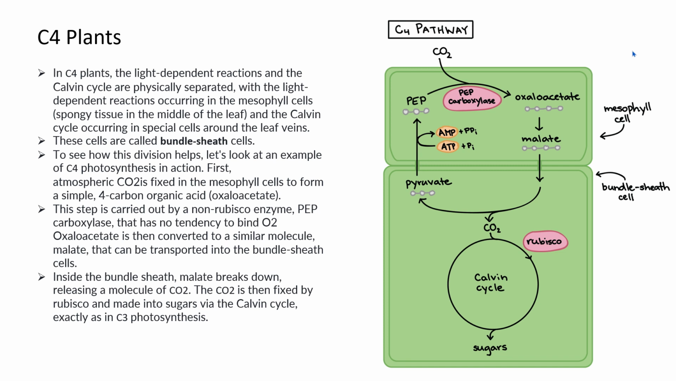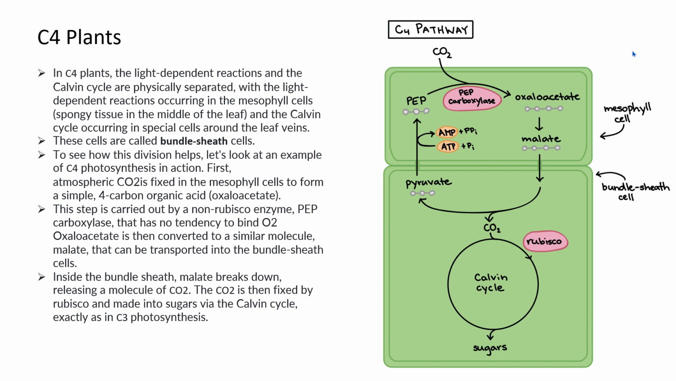From there, if the CO2 gets divided, it meets rubisco. Then the step of the C3 photosynthesis will occur in the Calvin cycle. But if not, then they will form pyruvate, then PEP. When the CO2 gets separated, it will form pyruvate, then it will form PEP, phosphoenol pyruvate. Okay. So basically, inside the bundle sheath, the malate breaks down, releasing a molecule of CO2. The CO2 is then fixed by the rubisco and made into sugar by the Calvin cycle, like we have studied in the C3.